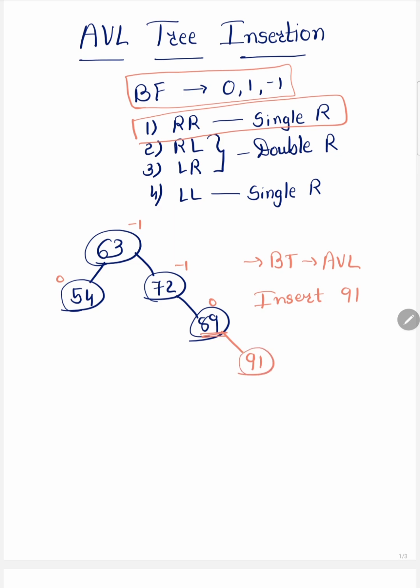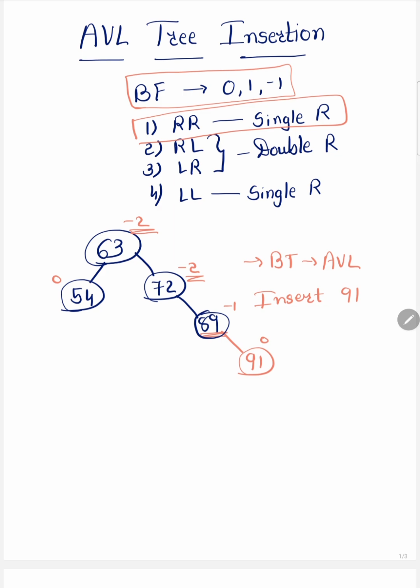So once the 91 is added, the balance factors get updated. For 91 the balance factor is 0, for 54 the balance factor is 0, for 89 the balance factor is 0 minus 1, so it's -1. For 72 the balance factor is 0 minus 2, so it's -2, so it's a problem. And then for 63 the balance factor is 1 minus 3, so it's -2. So at node 63 and at node 72, at both places it gets imbalanced.